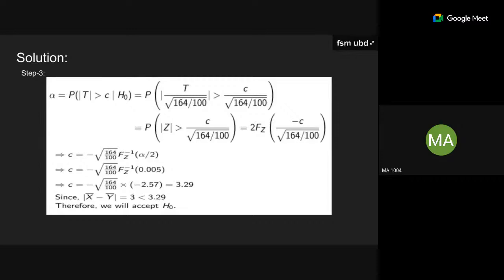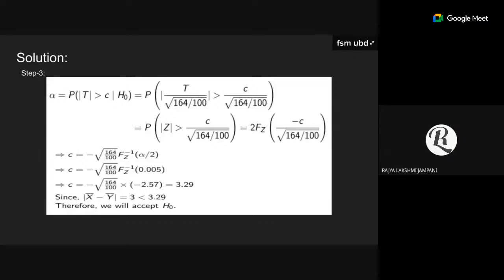So remove the modulus symbol first of all. Mod z greater than c by root over 164 by 100 is one event. Treat this as one event. Split this one event into two individual events by removing the modulus. One event will be z greater than c by root over 164 by 100, and the other one will be z less than minus c by root over 164 by 100. There will be two different probabilities, so you have to add those probabilities, and from there you will get it. By converting one to the other, you will get it.